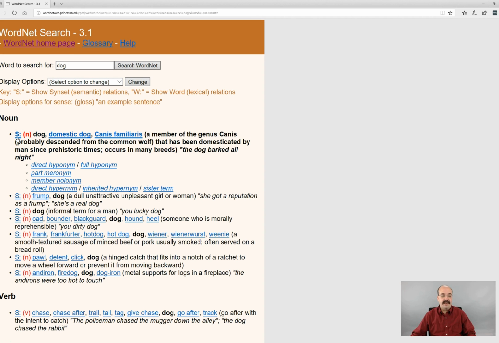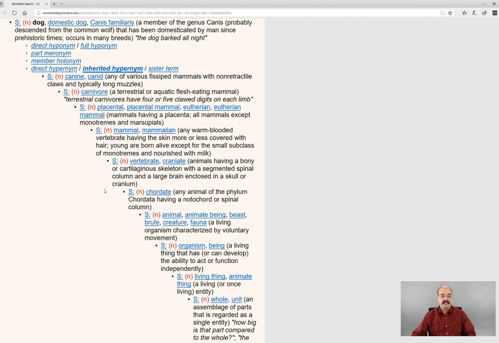If I expand that, I can look at the inherited hypernym, which will show me sort of the power of WordNet. You can see this whole hierarchy here. At the top of it, which is actually the bottom of the tree, you have dog, which is domestic dog. You go up one level and it has canine, canid, carnivore, placental mammal, mammal, vertebrate. As you go higher and higher, it goes higher into the family of what a particular word means.